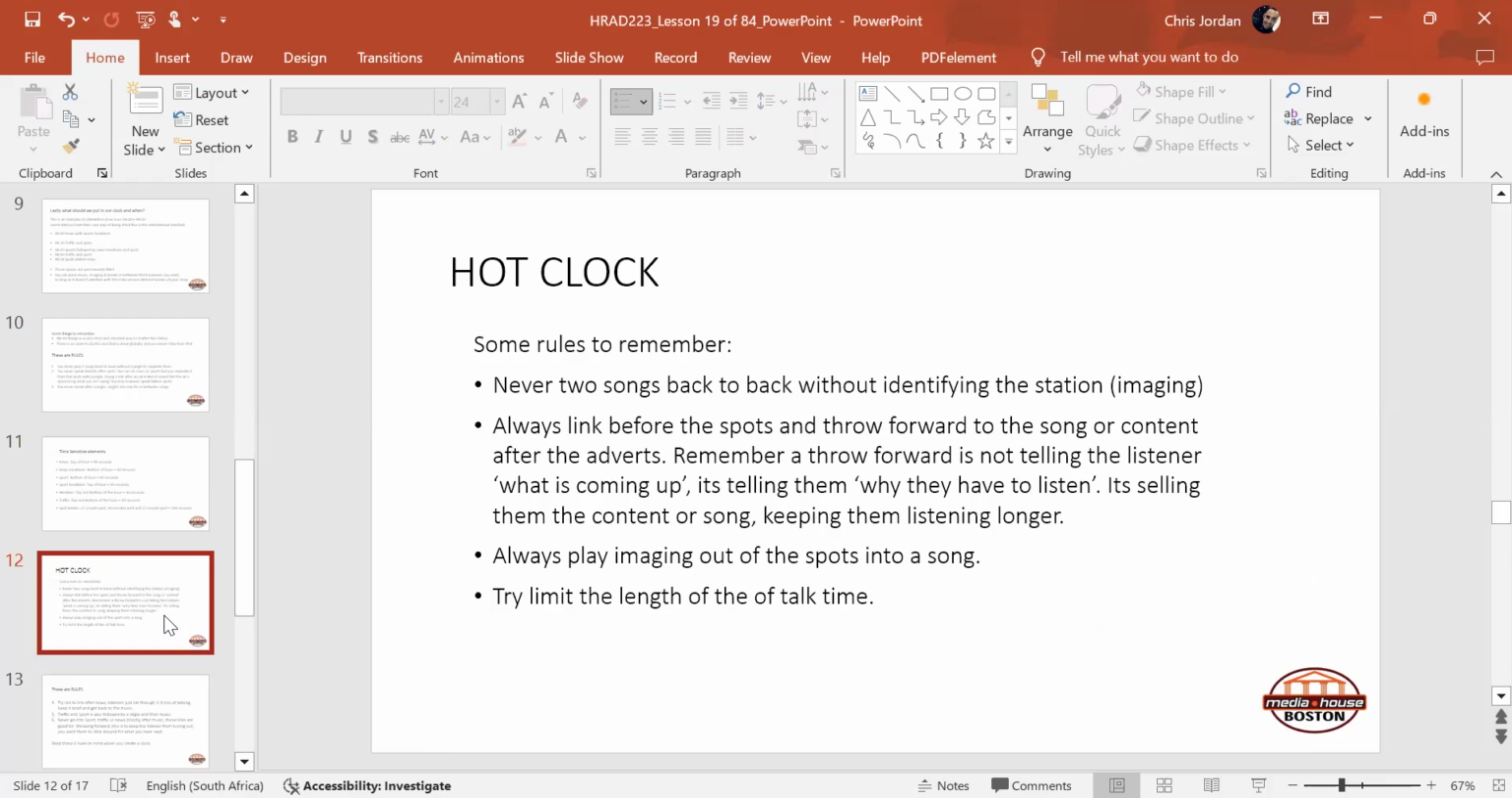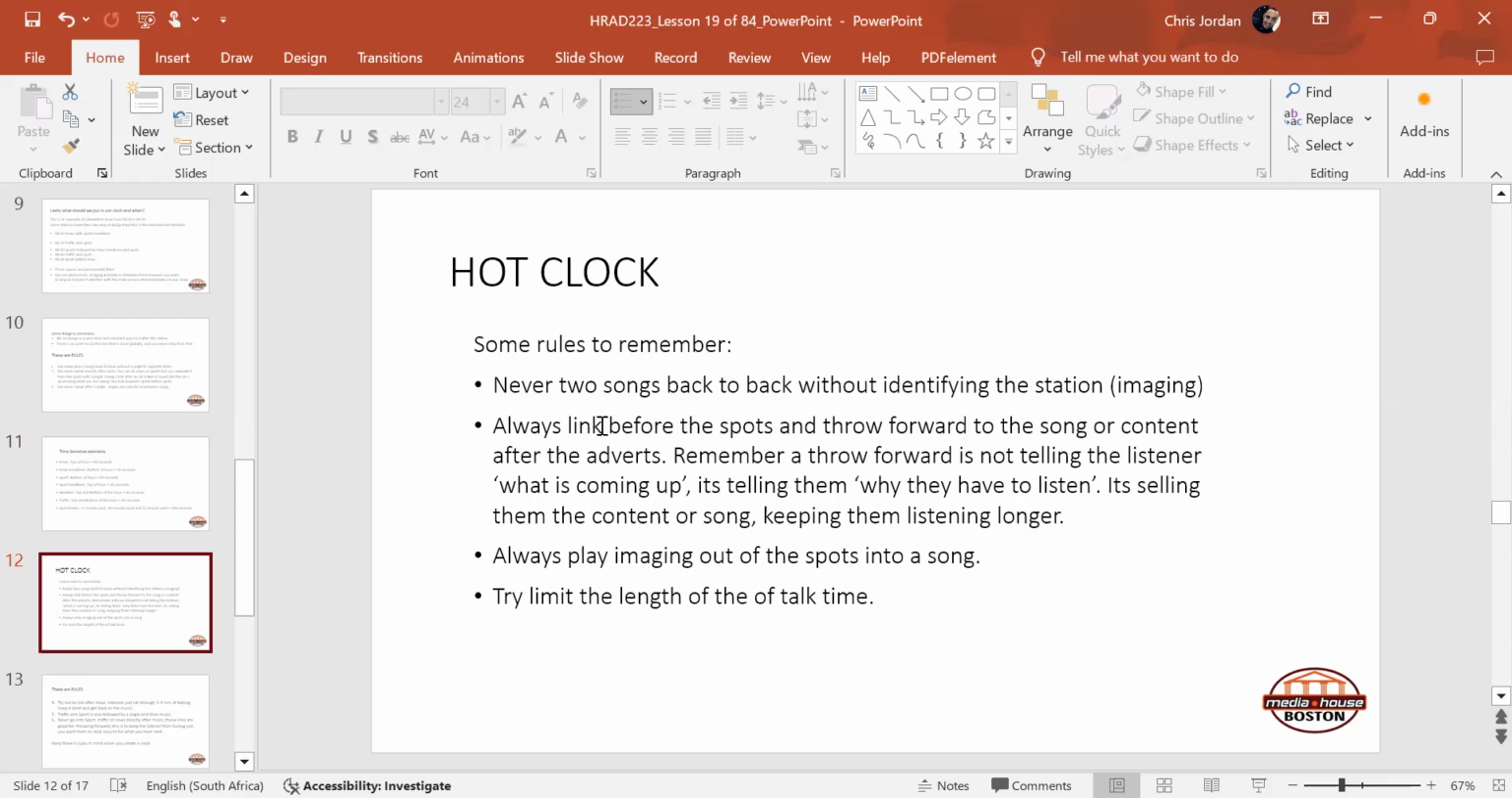Hot clocks. I'm going to break them down. The clock can be called by many different names. Quite popular is what we call the hot clock, right? So when we are building the clock for a show and per hour, once again, we need the imaging before, and just to remind you once again of that construct when you are moving throughout that hour: always link before spots and throw forward to a song or content after the ads that are going to happen, right? Okay.